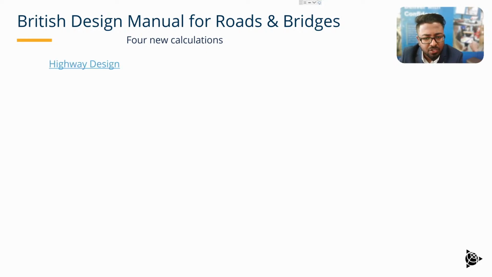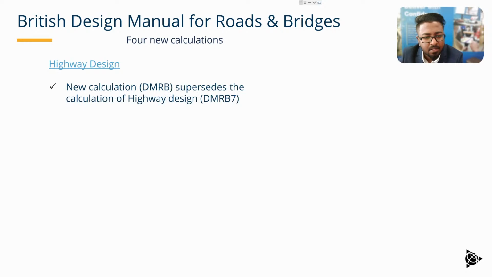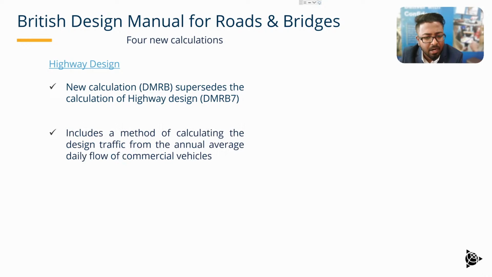Further to the updates and additions to the building elements, we also have a few additions on the infrastructure end. Four new calculations for highway designs in accordance with the British Design Manual have been added in the 2023 release. These calculation documents supersede the old highway design done by DMRB 7.